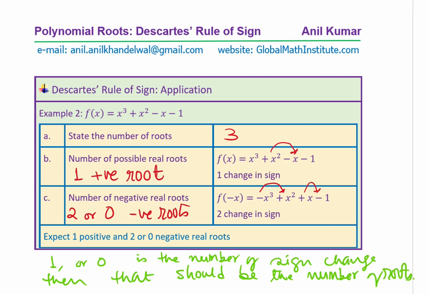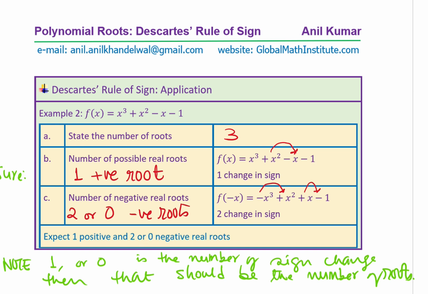Because now you cannot do less by 2, right? This is very important to note. Is that clear to you? So in the first case, the number of sign changes was 1. So for sure there is one positive root. Here, it could be 2 or it could be 0, right? That is what it is. So in this particular case, we do expect one positive and 2 or 0 negative roots.